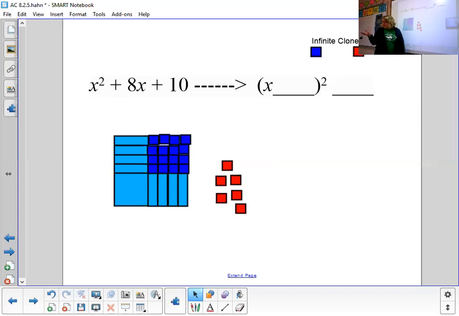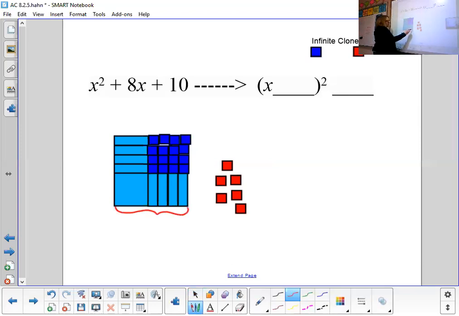Does that make sense? Now let me ask you this. What is this dimension here? This is an x, and then 1, 2, 3, 4, so x plus 4. And it has to be the exact same here because it's a square, so my length and my width are the same. So I could write this as x plus 4 times x plus 4, or I could write it as x plus 4 squared, right? So there we go, x plus 4 squared.